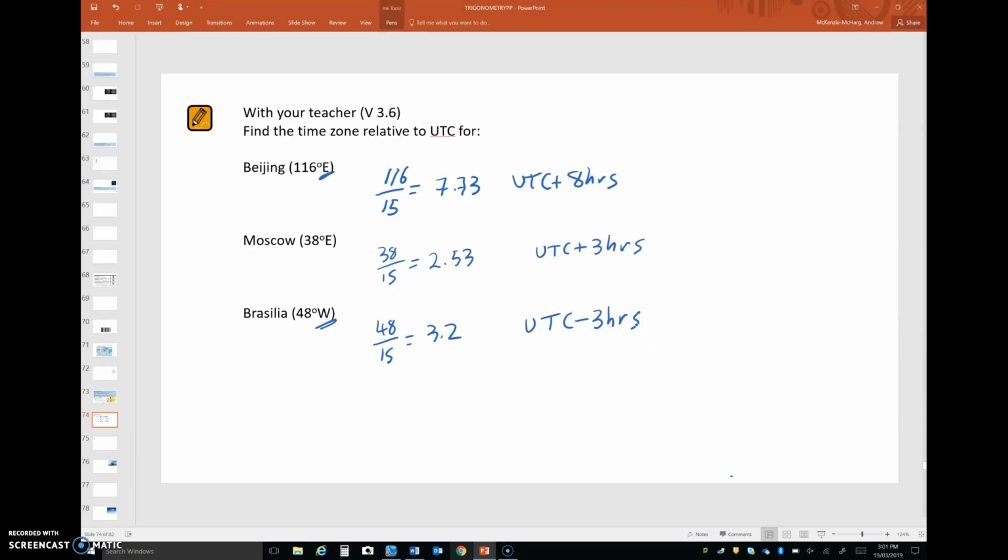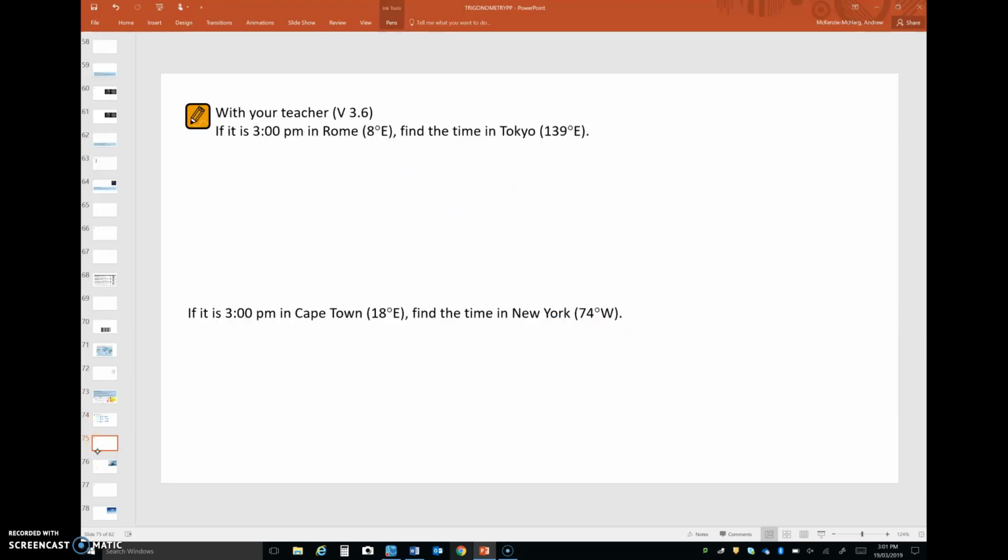Alright, easy enough. Let's try these ones, where we're going to be determining the time difference between two locations and adjusting our clocks for the second location. So it's 3 p.m. in Rome. What is the time in Tokyo? Now, we must always compare the destinations to Greenwich first. We can't compare them to one another. For instance, we can't just find the angular separation between these and divide it by 15.